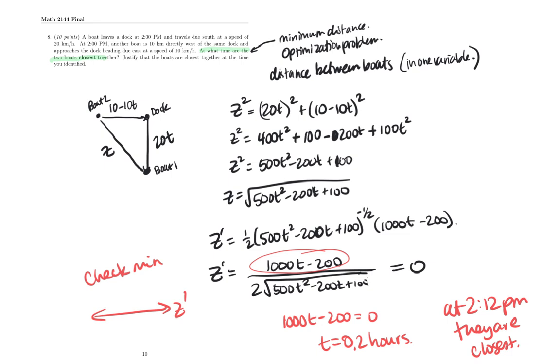And on my z prime line, I can put in the 0.2, and I can check if it's greater than 0.2, I'll get a positive value, because if I plug in something bigger than 0.2, I'll get a positive thing. If I plug in something less than 0.2 here, I'll get something negative on top. So that means that z is decreasing and then z is increasing. So that is a minimum.